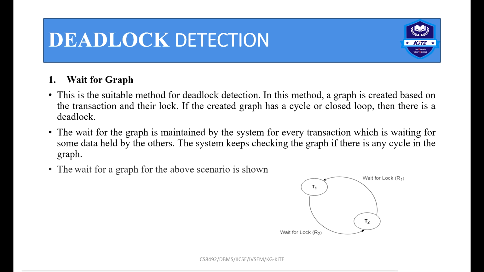Let us see an example. There are two transactions here, T1 and T2. T1 waits for a lock, that is, it is waiting for the resource R2. Similarly, T2 is waiting for the resource R1 and waits for the lock. Here it forms a cycle, that is, T1 is waiting for T2 to release, and similarly T2 is waiting for T1 to release. So here occurs a cyclic process, and this is the graph which helps to identify deadlock detection.